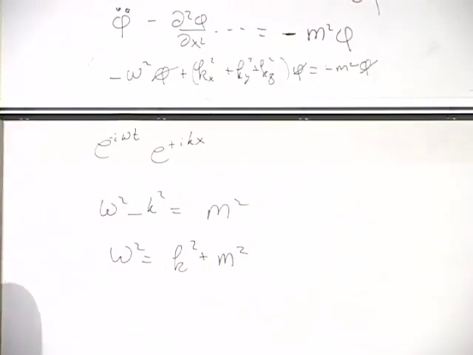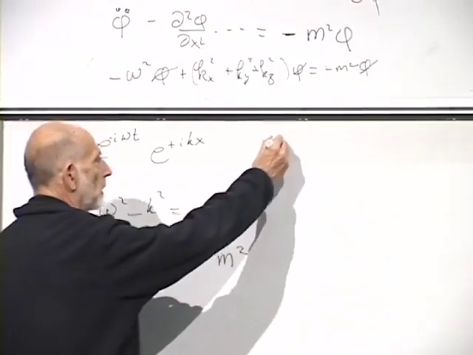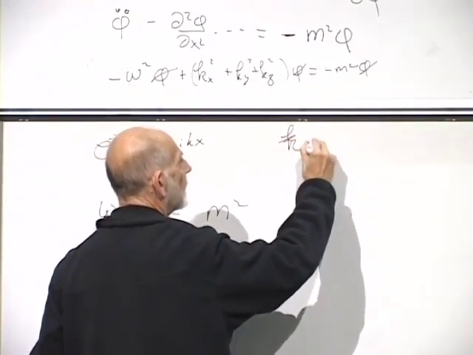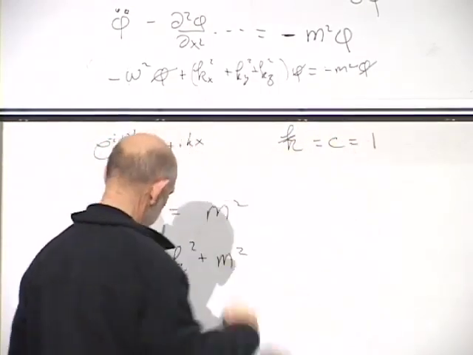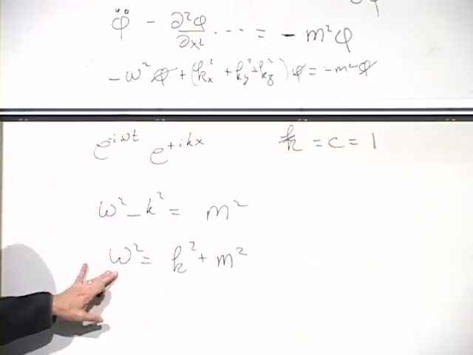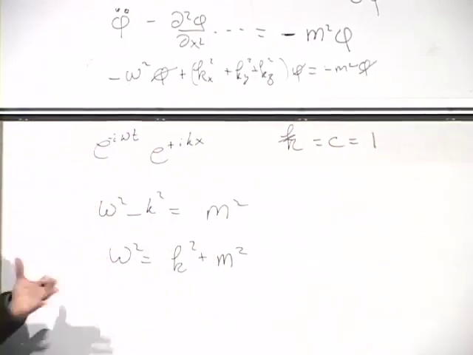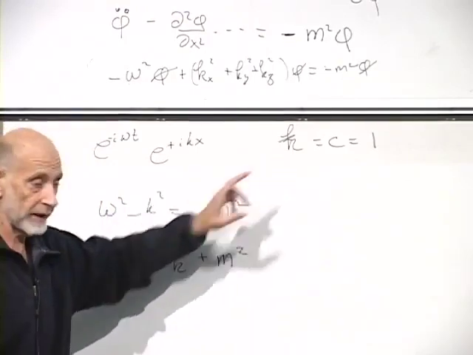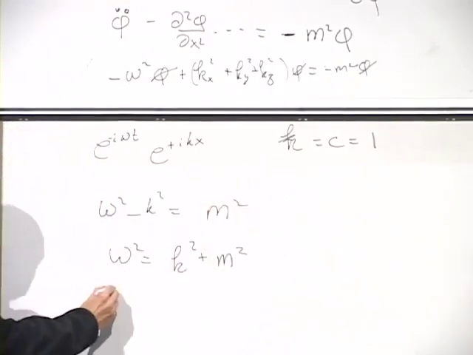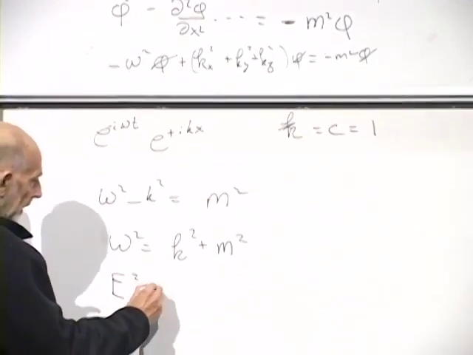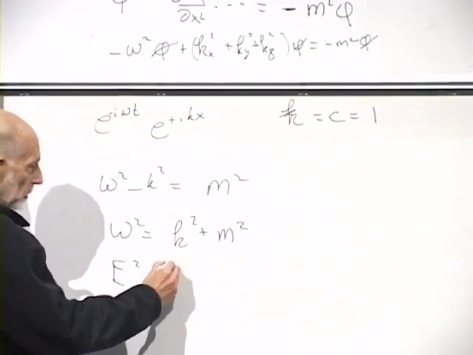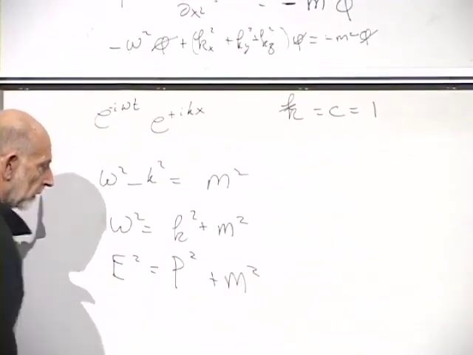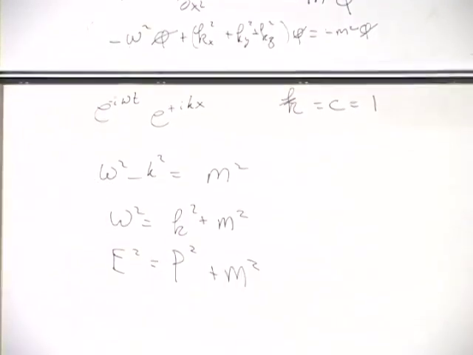If we remember, let's work in our favorite units, h bar equals c equals 1. Then omega is nothing but the energy. Omega is related to energy by a factor of h bar. This is energy squared equals momentum squared plus m squared. This is the usual relation.